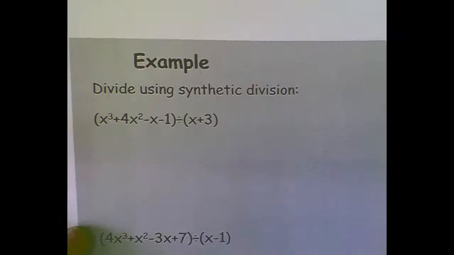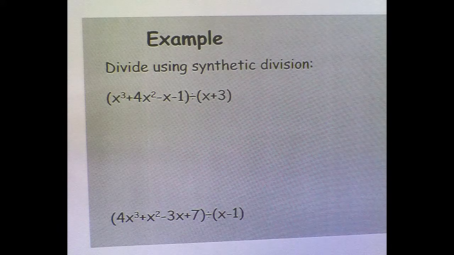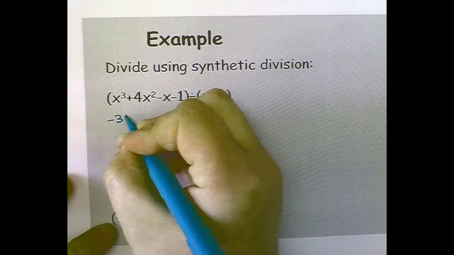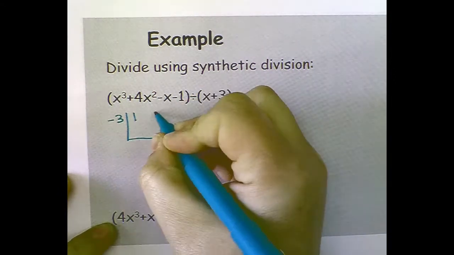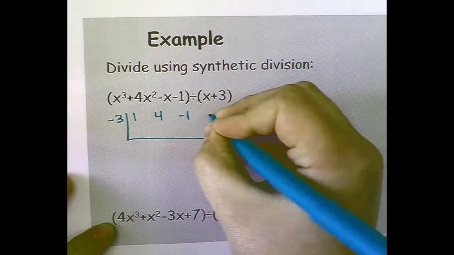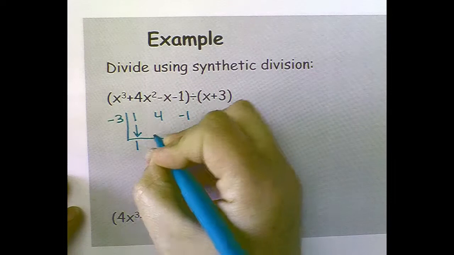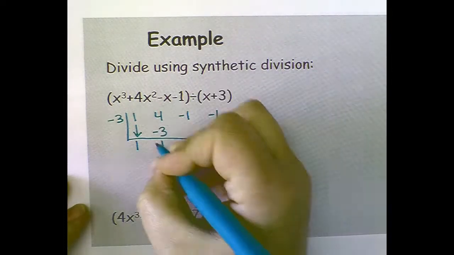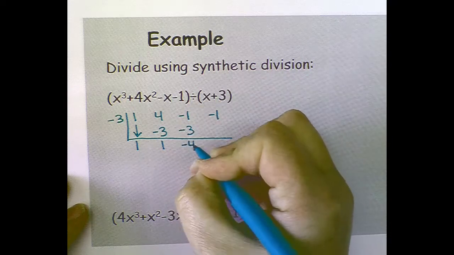All right, now we're going to divide these using synthetic division. So for our first one, if we're dividing by x plus 3, we're going to put a negative 3 out front and put our coefficients in order. We have a 1, 4, negative 1, negative 1. Always just bring the first number down, multiply, I get negative 3. Add, I get 1, multiply, negative 3. Add, we get negative 4.